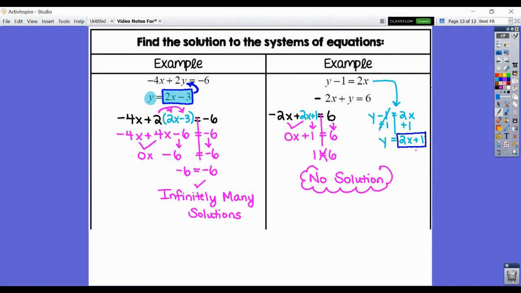I'm going to cloud my final answers here, because you will need to write them as your final answers. You cannot just leave it here for this second example at 1 is not equal to 6. You must conclude and write your final answer.